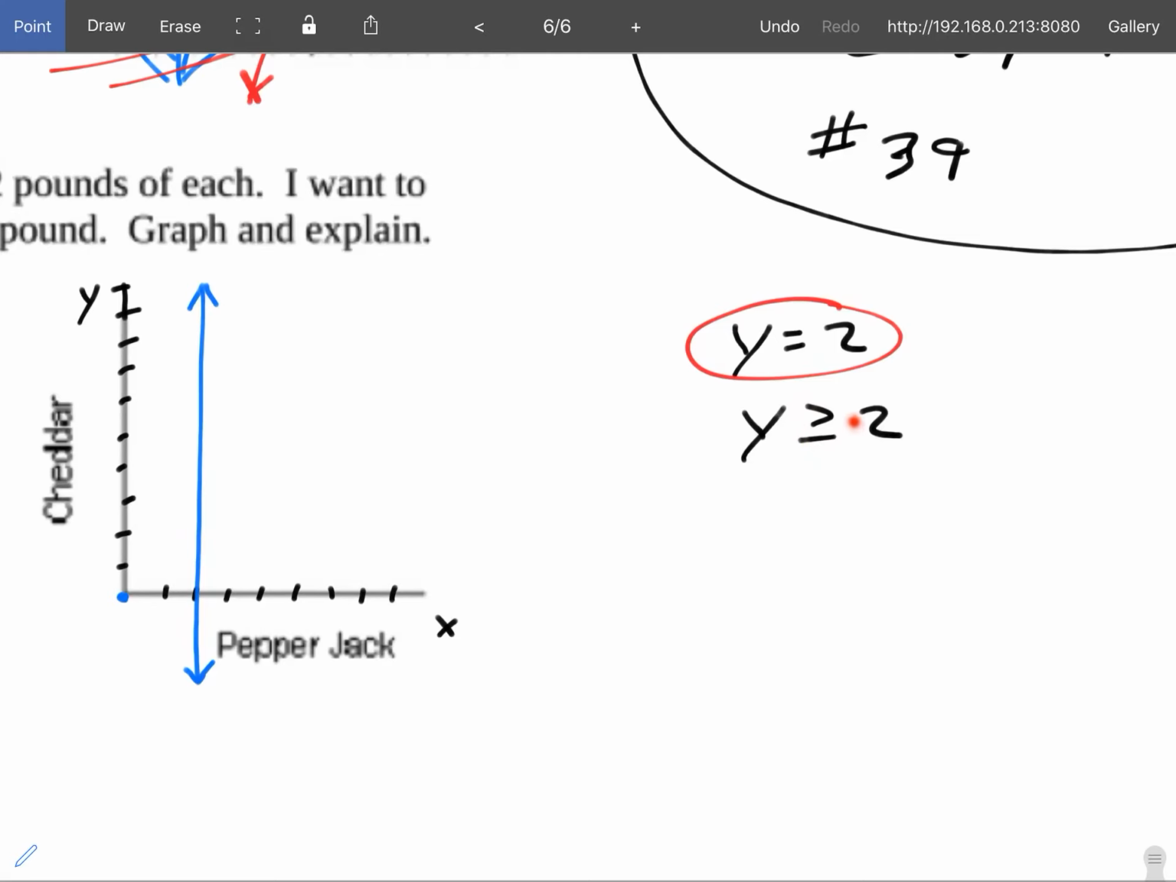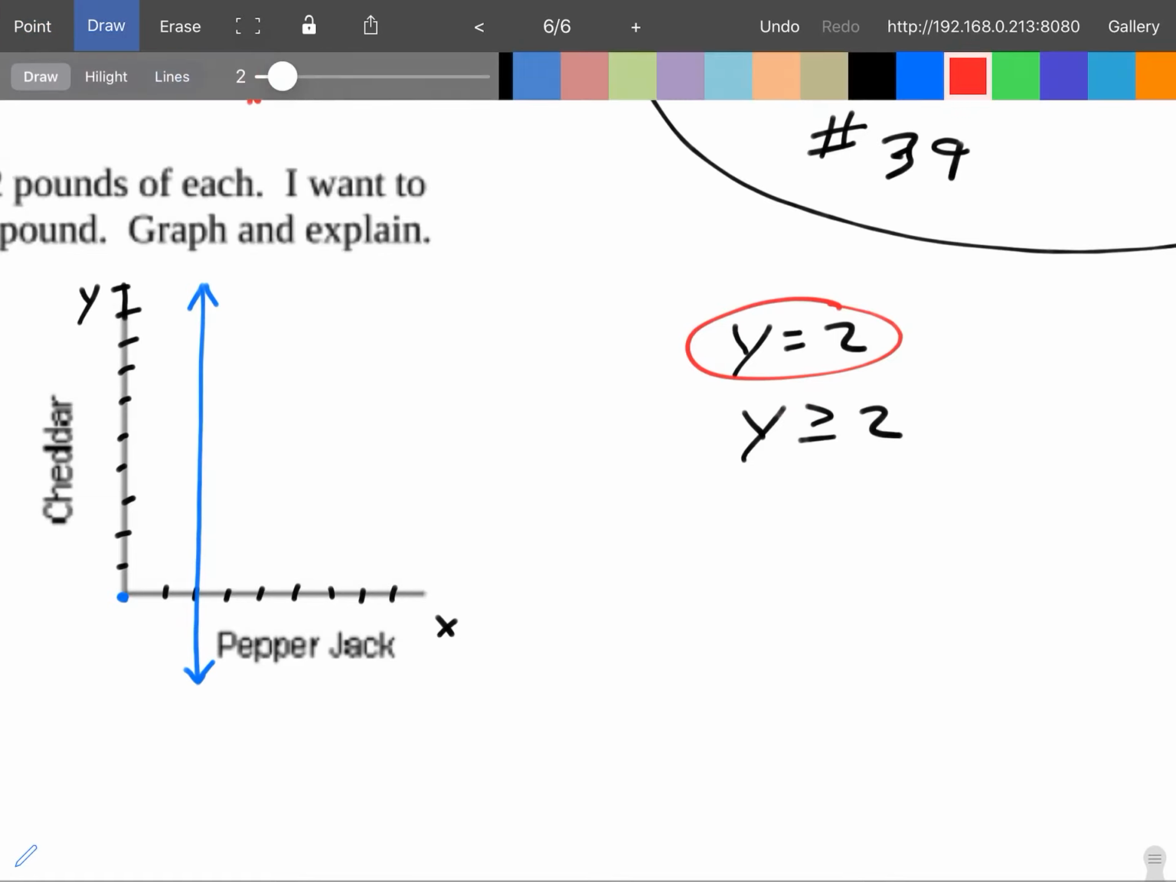So y equals 2. Again, notice that we have the equal to bar here on this inequality, so we're going to make a solid line at y equals 2. So that would look something like that. See if I can make it a little straighter. I should get a ruler. That's not very good either. Hold on, I got to turn my iPad. All right, I'll go with that one. So there's y equals 2.